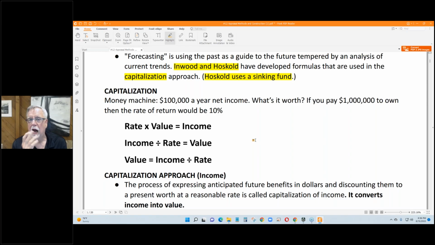$100,000. I would like to buy that machine from you. Would you sell it to me? You might be saying, well, for how much? How about this? $100,000. Would you sell me a machine that makes $100,000 a year for $100,000?